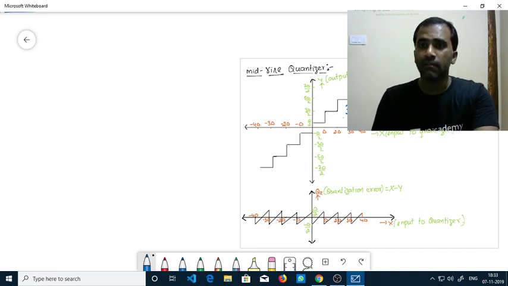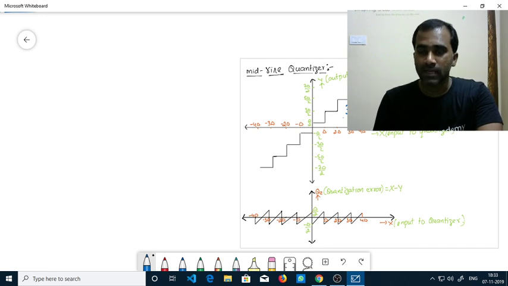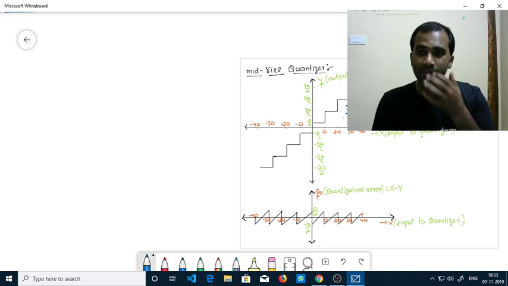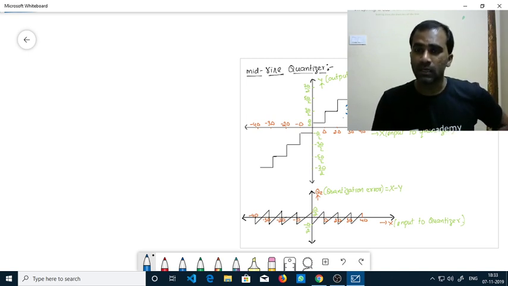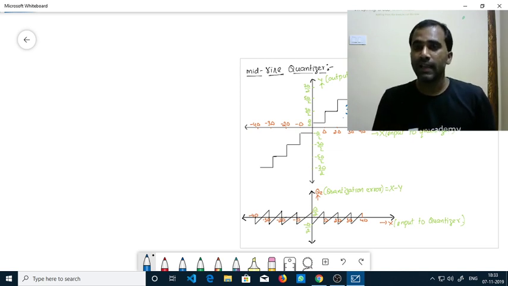But practically, we may be using 8 bits. Practically we may be using an 8-bit quantizer, which means 2 to the power of 8, which means 256 quantization levels will be used. But in this example, I'm plotting a 3-bit quantizer characteristics, which means 8 quantization levels. Since 8 quantization levels are there, the total voltages occupied by the signal are divided into 8 regions, because we are allowed to have 8 quantization levels. That's why we are allowed to divide the voltage swing of the signal into 8 different regions.